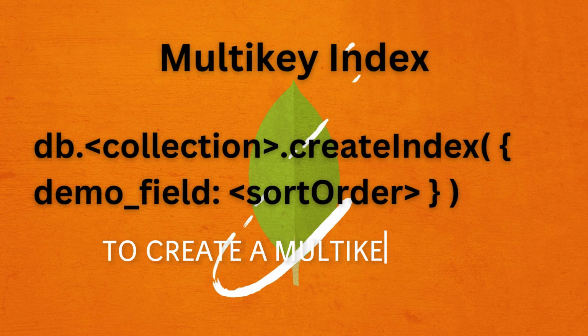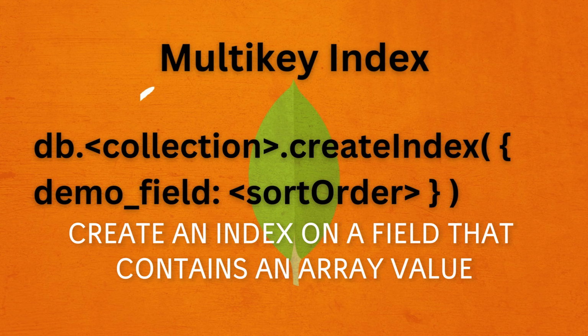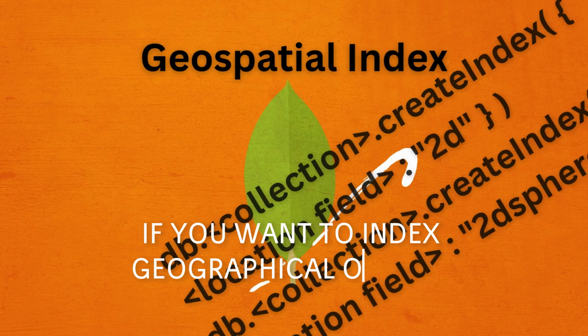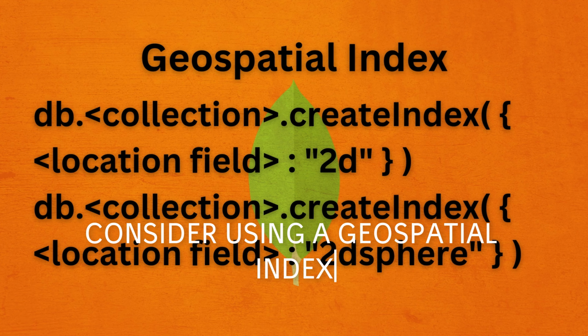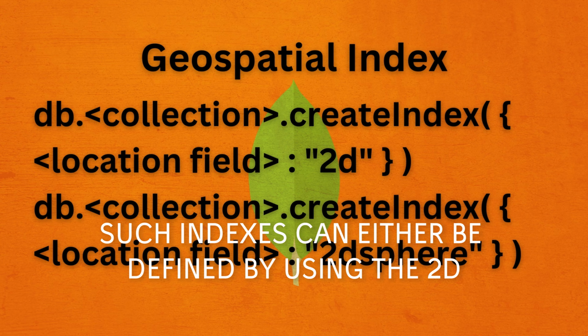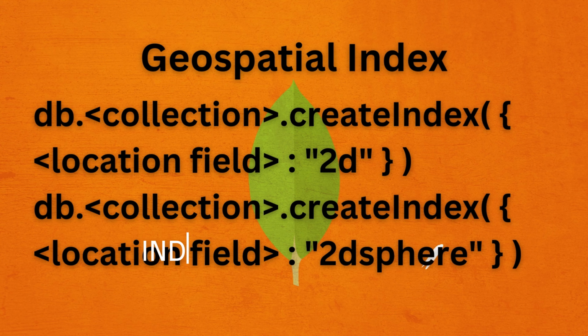To create a multi-key index, create an index on a field that contains an array value. If you want to index geographical objects that are stored as GeoJSON objects, consider using a geospatial index. Such indexes can either be defined by using the 2D or 2D sphere index definition.